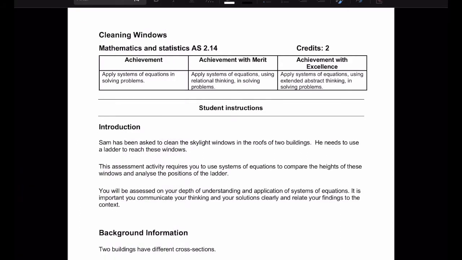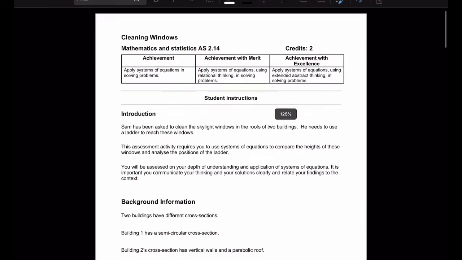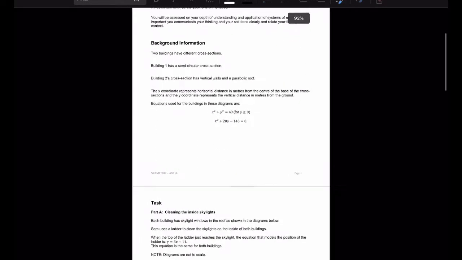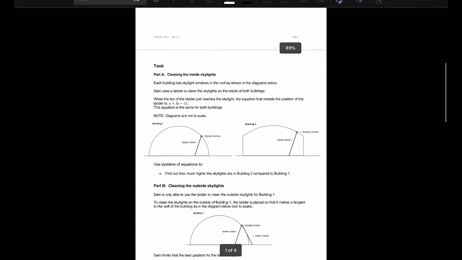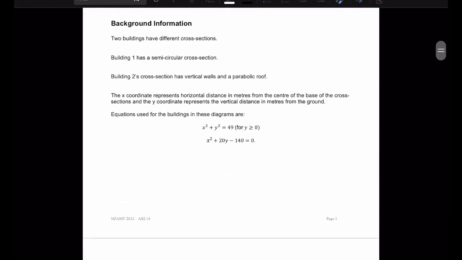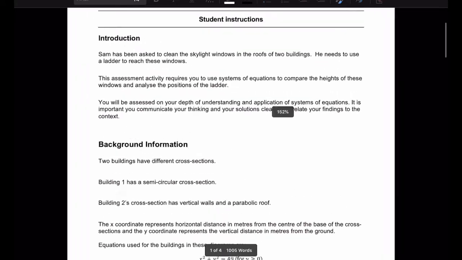So one of the papers is cleaning windows, and then the other one is, I think, theory. I think most of us have got that one. I'm going to split this into 2-part videos. One is task part A, and then the other one is task part B. So let's read the introduction.